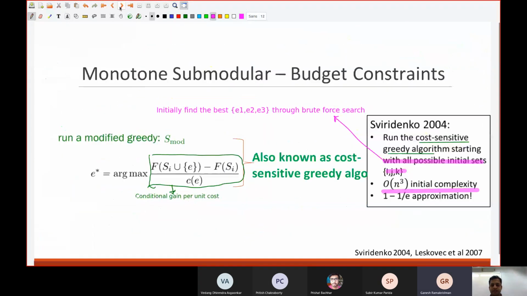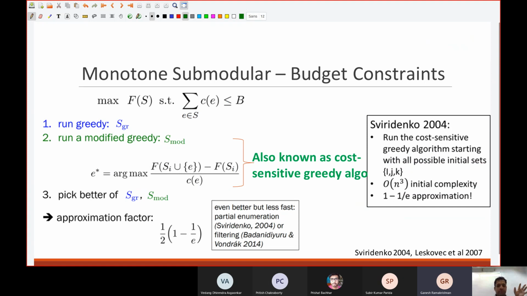But let's look at this, right? So this is order nk, but after an initial order n cube, which is too much. Can you do better? So the same idea.